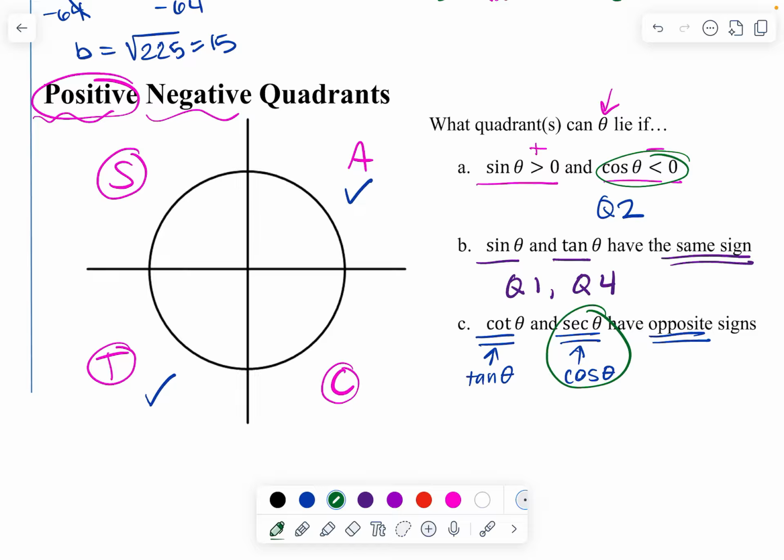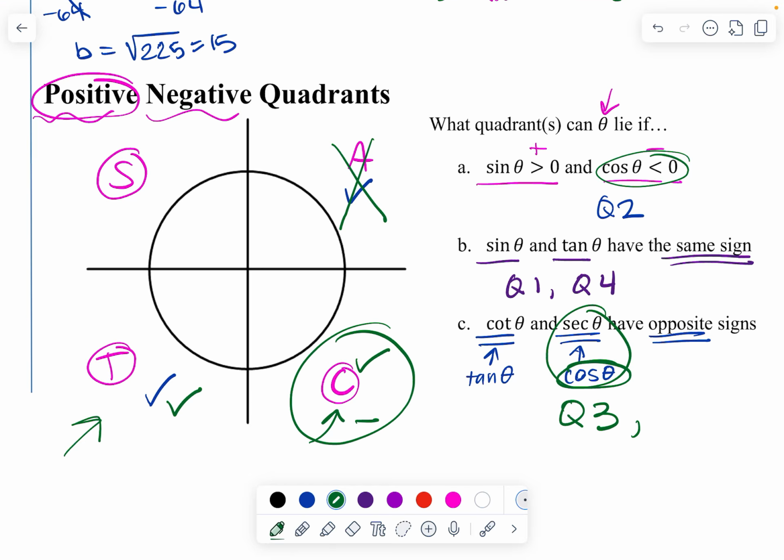So secant or cosine is also positive here, so this is not going to work for us in the first quadrant. Here in the third quadrant, cosine would be negative, so these are going to be opposites here. So we know it's first for sure in quadrant 3. We can also see here tangent would be negative here, but cosine would be positive here. So we can say it's also in quadrant 4.